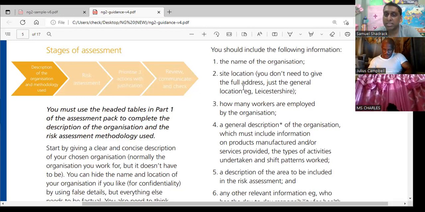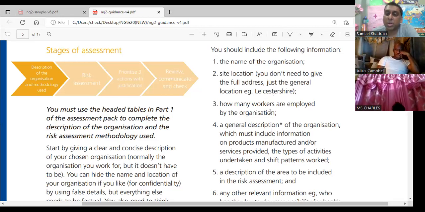You must put the site location as the general location. I mean, you could be putting a full address, right? Georgetown, South America. There's no rule saying that you cannot do that. Still leave it as Leicestershire because they, of course. But like I said, if you are from a part of Guyana and you think the UK examiner doesn't know where that is, like Berbice, put Berbice.